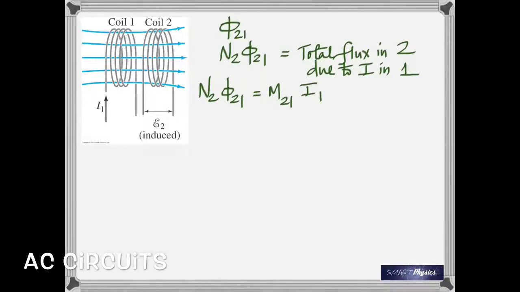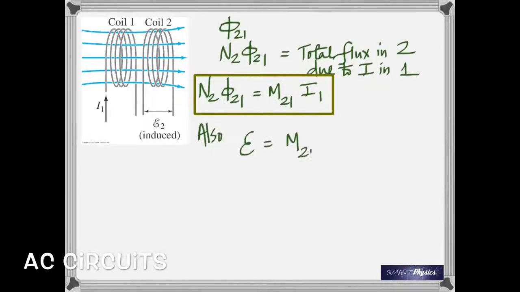Let's stop right there and think. Now that constant is mutual inductance, not self-inductance. And it's written like that to show that it's the mutual inductance of 2 with respect to 1. Is that equation making sense? The flux, total flux associated with coil 2 is equal to mutual inductance multiplied by the current in coil 1. That is an important equation.